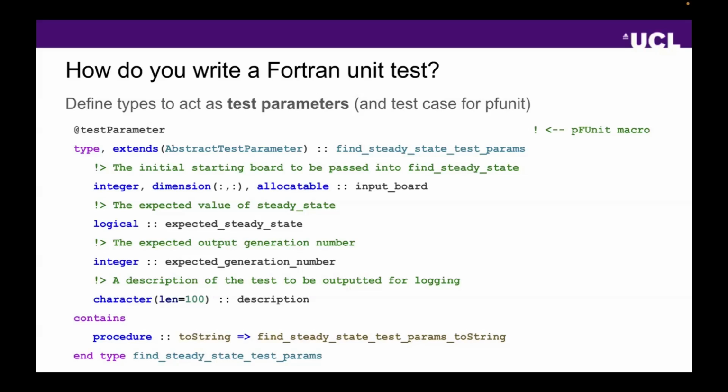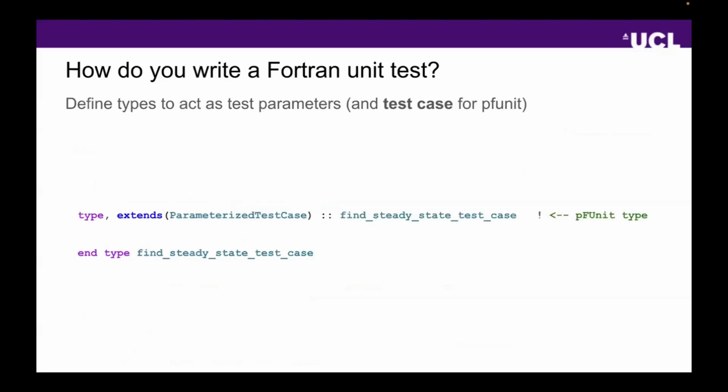We then have an additional type that I mentioned, which is the test case, and we define that like this. Again, we're going to extend a funit base type, which is parameterized test case. So this is going to allow us to do that parameterization that I previously mentioned on our test and just make sure that funit knows what kind of test we're running. And then that's going to have just one value inside of it, which is of the parameter type that we literally just defined. So that's as complex as that gets, in a way.